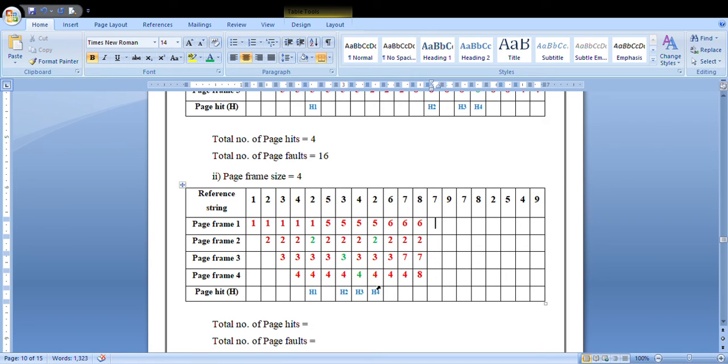Next is 7. 7 is already existing in the frame. So keep values as it is. This is page 5. From here the count of 7 is going to restart. Again 9. 9 is the new page. You need to replace that. But here 2 is the oldest page. So replace 2 by 9.